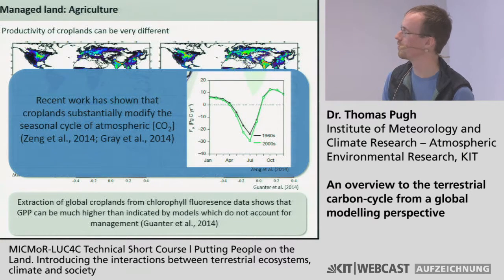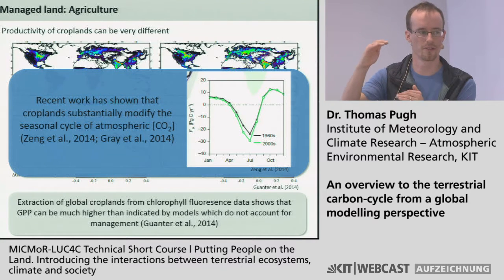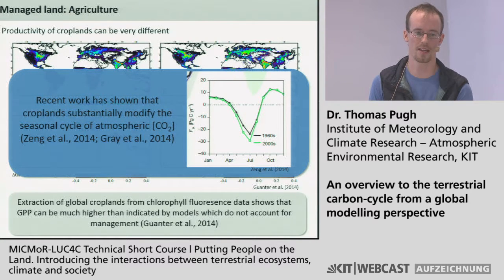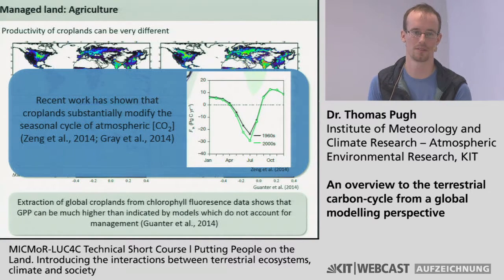And this is a very active bit of research actually. There's a couple of papers that came out in Nature just at the end of last year that showed the effect that the cropland productivity has on the seasonal cycle of CO2. And they showed that there's been an increase in the amplitude of the seasonal cycle over the last decades, and that a very large proportion of this increase can actually be attributed to the increased productivity in croplands in the northern hemisphere. So these managed agricultural lands are really modifying the exchange of gases.